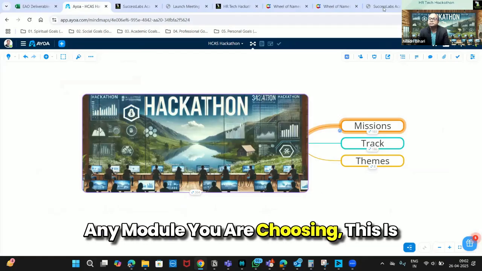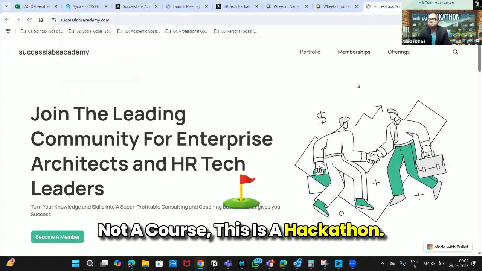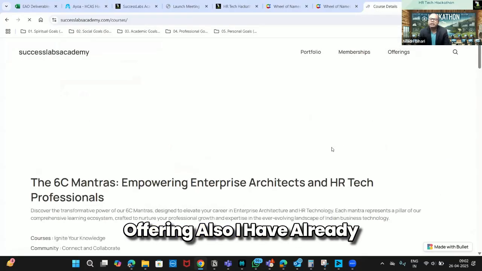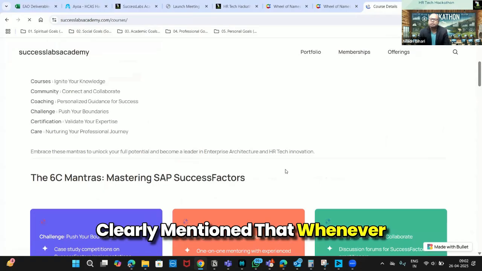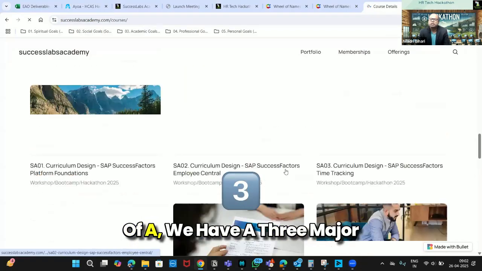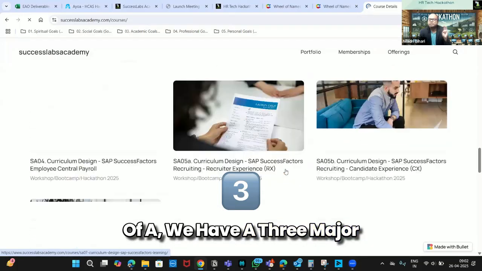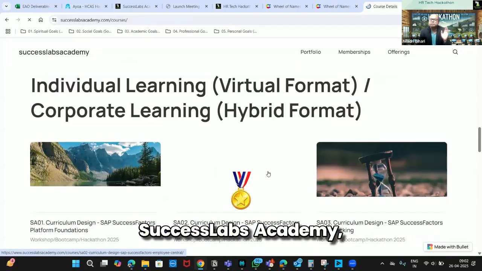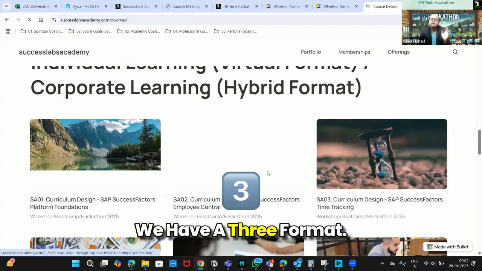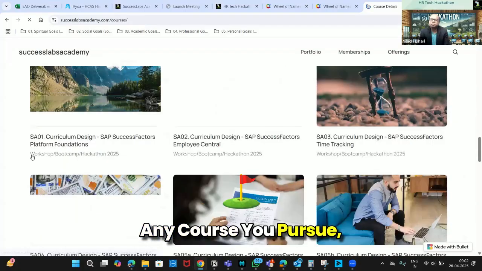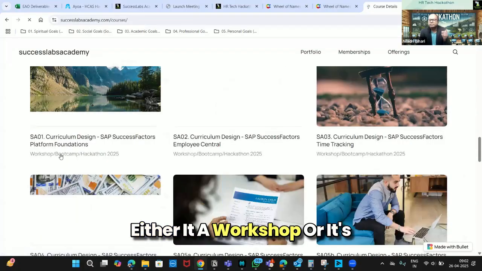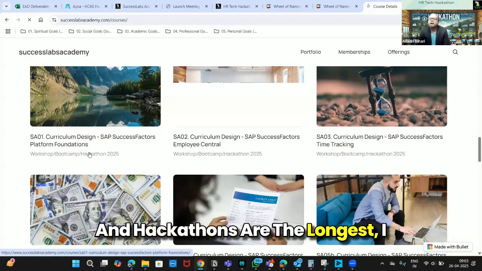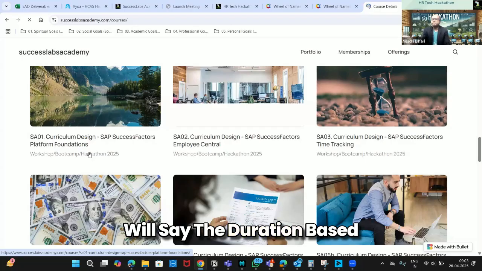Any module you are choosing, this is not a course, this is a hackathon. As I already mentioned in my offering, in SuccessLabs Academy we have 3 formats of learning. Any course we pursue is either a workshop, a bootcamp, or a hackathon. And hackathons are the longest, duration-based program.